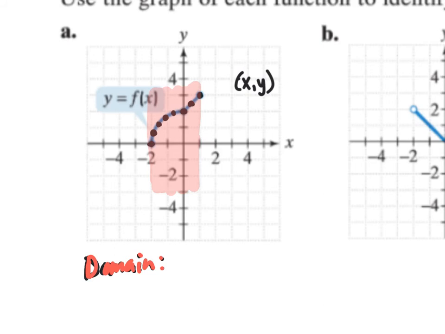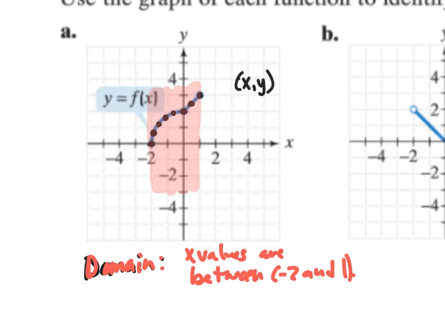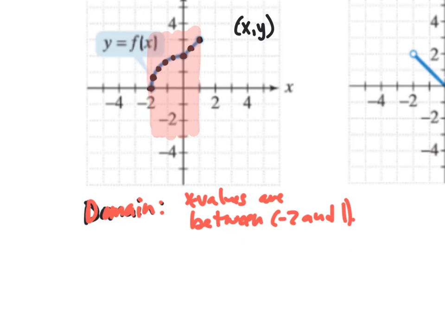So how I'd write that, and there are a number of ways we can do this. We can just say x values are between -2 and 1, just to kind of give you an idea. Now, this is technically false because we also include -2 and 1. So we're not just between -2 and 1. But how I would write that is this. I would say -2 is less than or equal to x, which is less than or equal to 1.